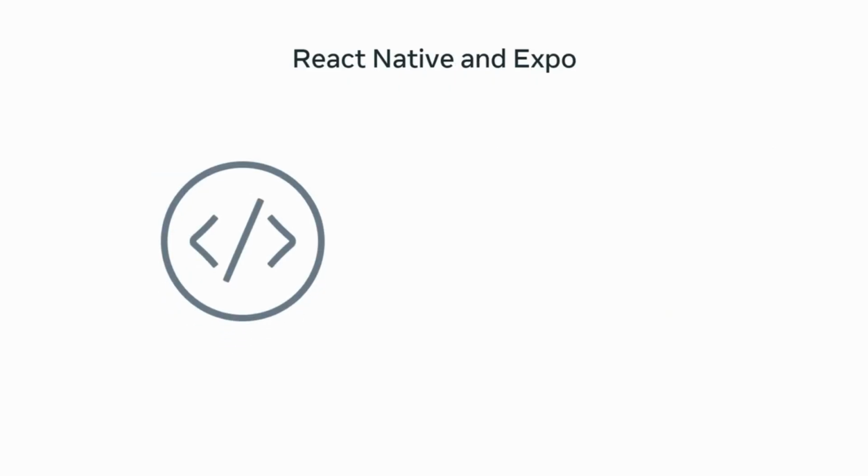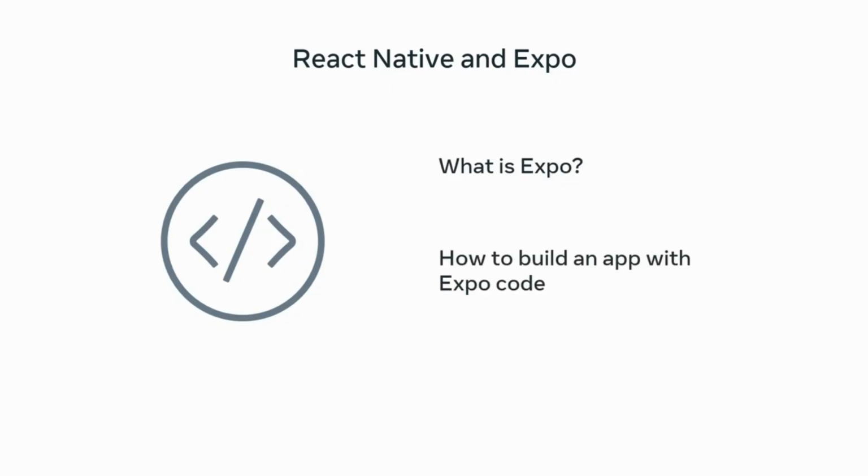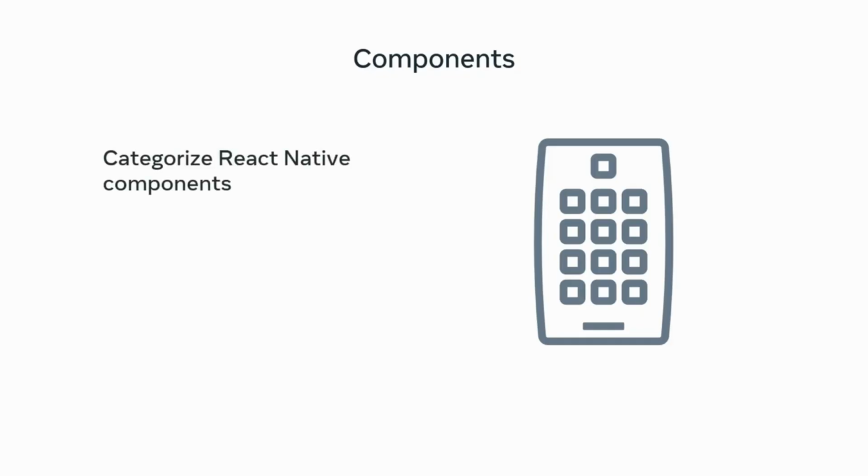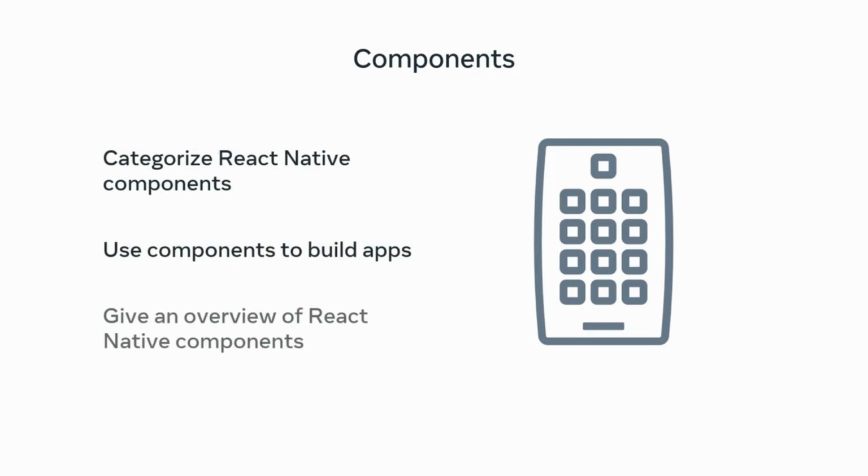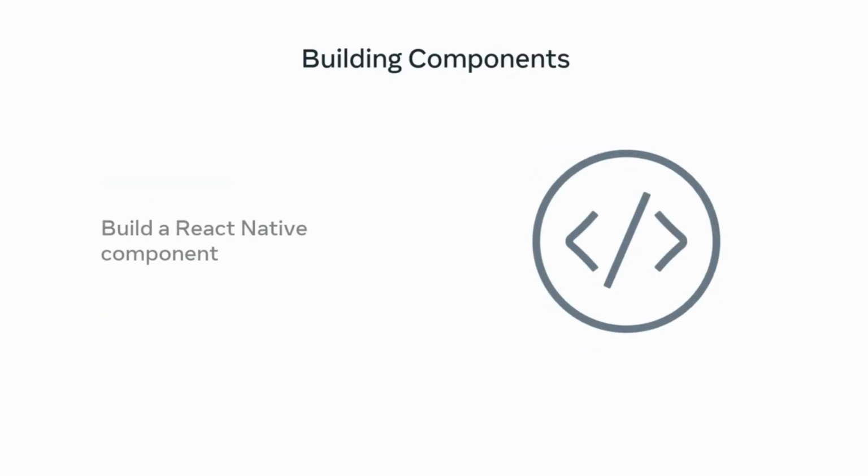You also learned what the Expo platform is and how it can be used to build cross-platform mobile apps, and how to build a simple React Native app with Expo code. You then undertook the third lesson in this module, in which you learned about React Native components. Following this lesson, you should now be able to describe how React Native components are categorized, explain how different sets of components are used to build apps, and describe a basic overview of React Native components. You should also be able to build your very first component using React Native.